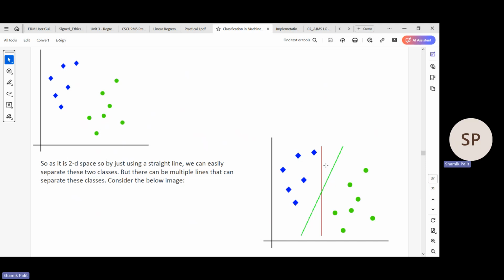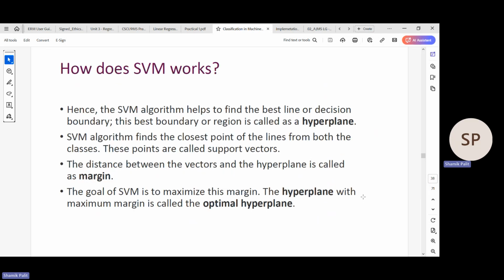Okay, and we can draw multiple lines, as you can see, which can split the green from the blue. And how basically we will make one boundary or region, which is known as the hyperplane, as I already told you. And the goal of SVM always is to maximize this particular margin. So generally, when we are talking about making a hyperplane, we always use the idea of how we can make it optimal to maximize the margin. That's the core idea based on which SVM is actually working.